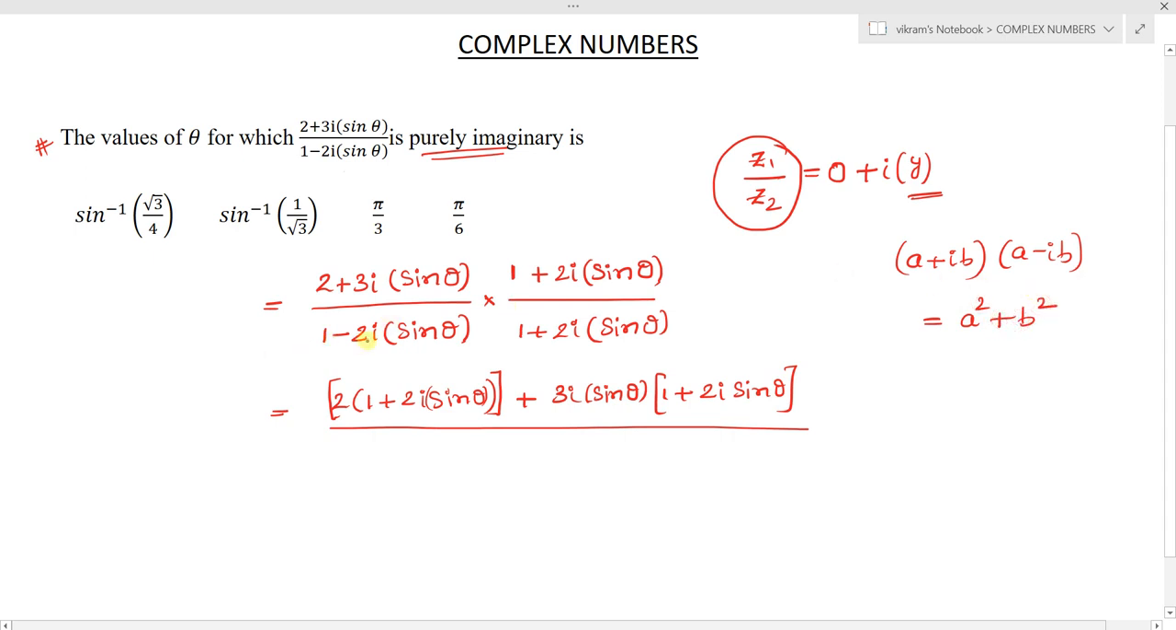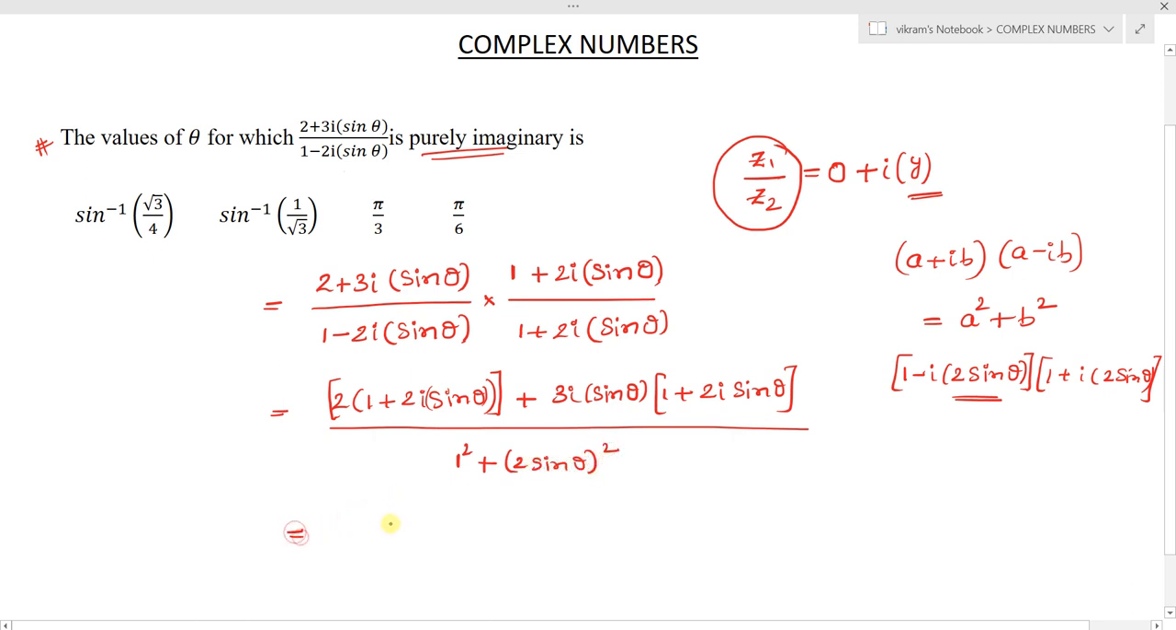In the denominator we have 1 minus i times 2 sine theta multiplied by 1 plus i times 2 sine theta. Then we can write the denominator as a square plus b square, that is 1 square plus b square. Now what is b here? It is 2 sine theta, whole square.